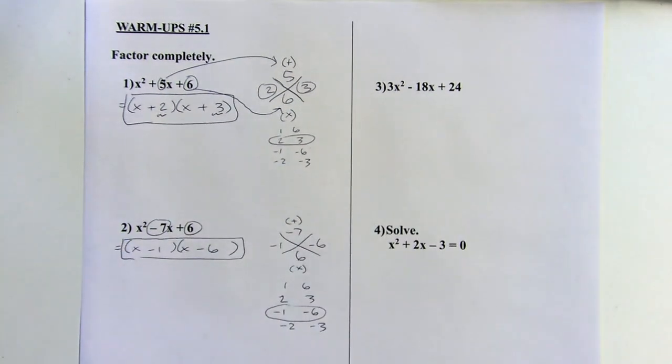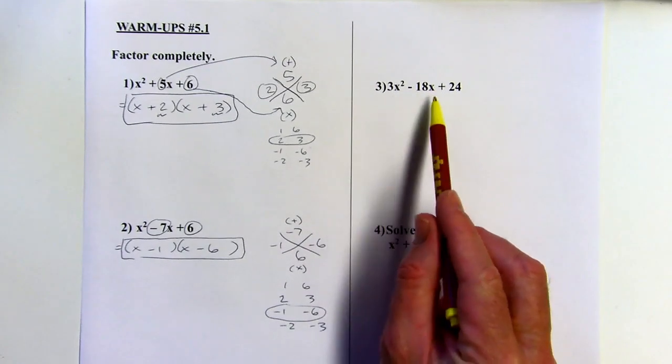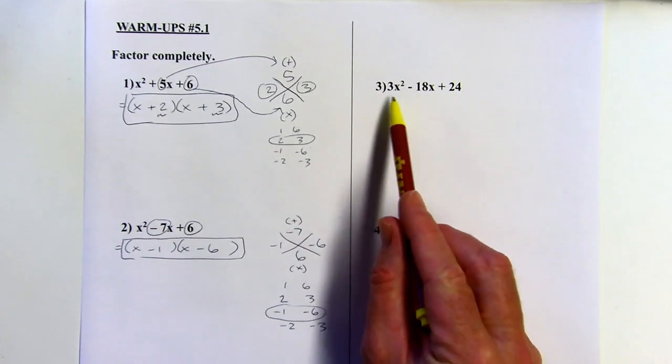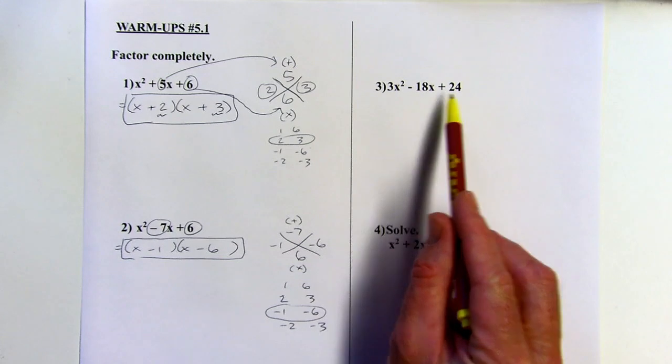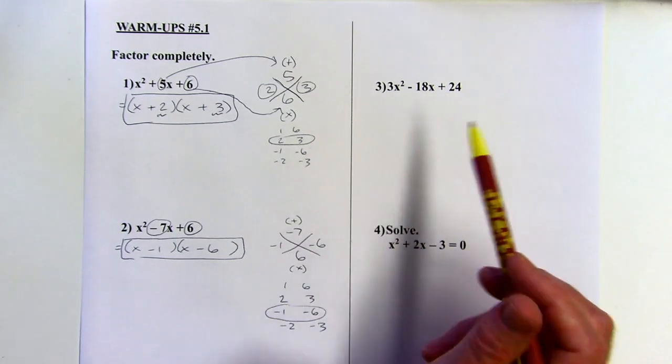Okay. Next problem, always looking for a common factor, and when I'm looking at all three terms here, there is something that goes into 3x squared, -18x, and 24, and that is the number 3, so I can factor out a 3.